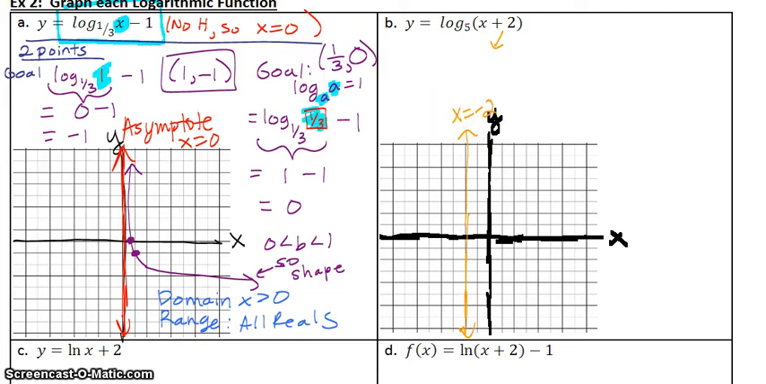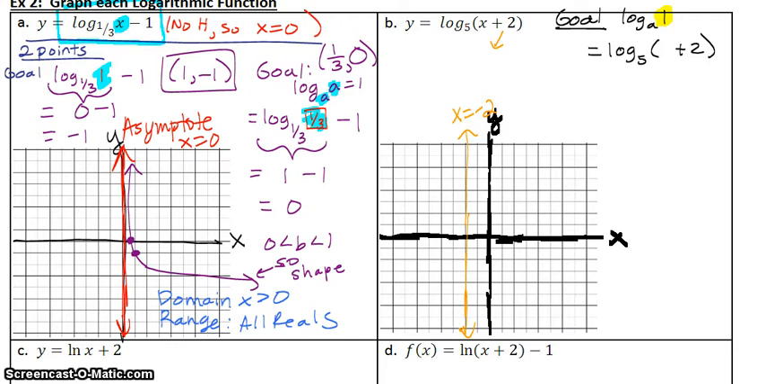Now I'm going to find my 2 points. So, first goal, I'm going to use this property. So what that means is I want to make this right here a 1. Now look at the formula we're given this time.